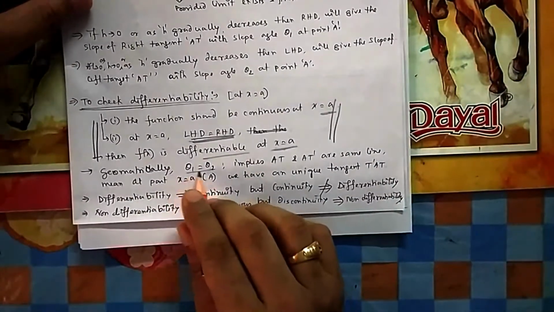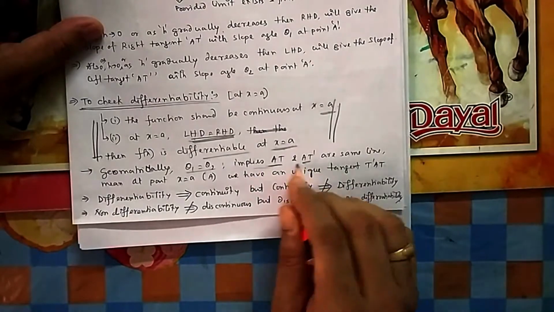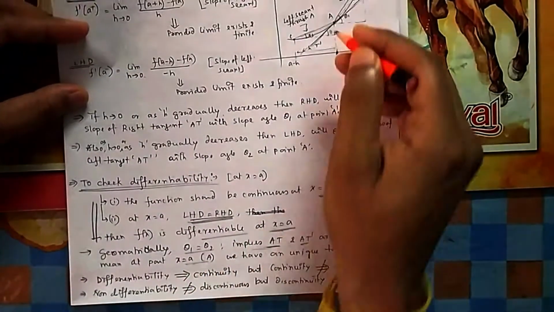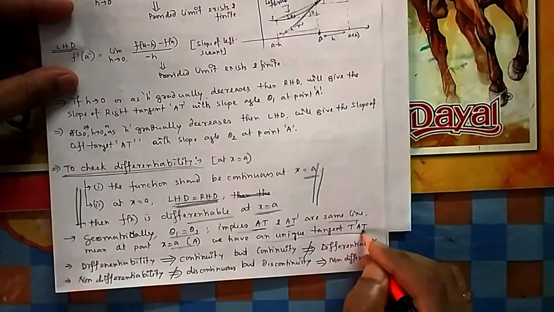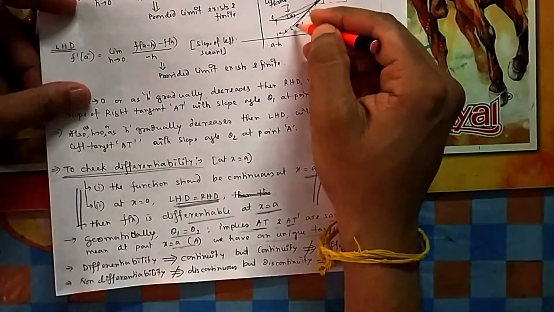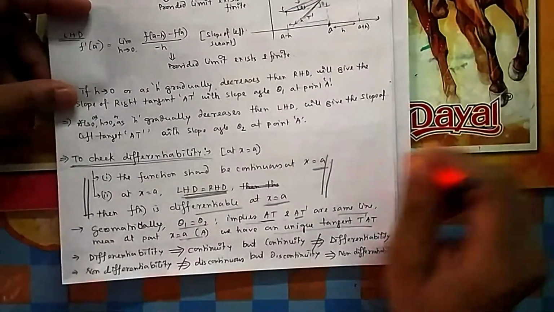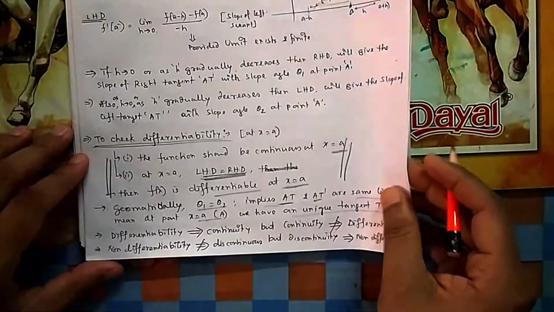So geometrically, theta 1 equal to theta 2 implies that AT dash and AT are the same line. So at the point x equal to a, you can draw a unique tangent, that is T dash AT. This line is the same line. They are all collinear, lying on the same line. So that is the meaning of a differentiable function: you can draw a unique tangent at that point.